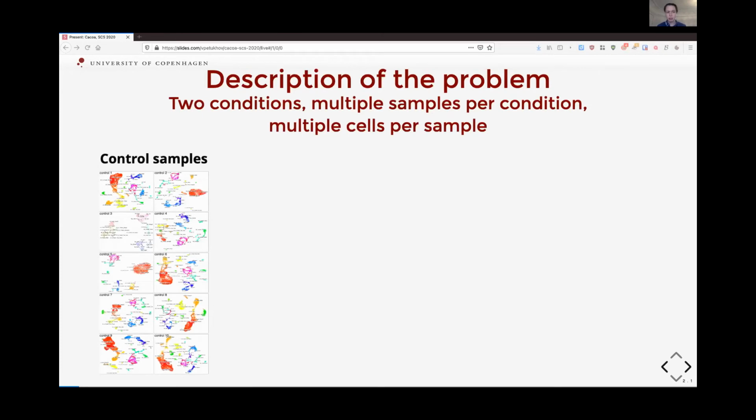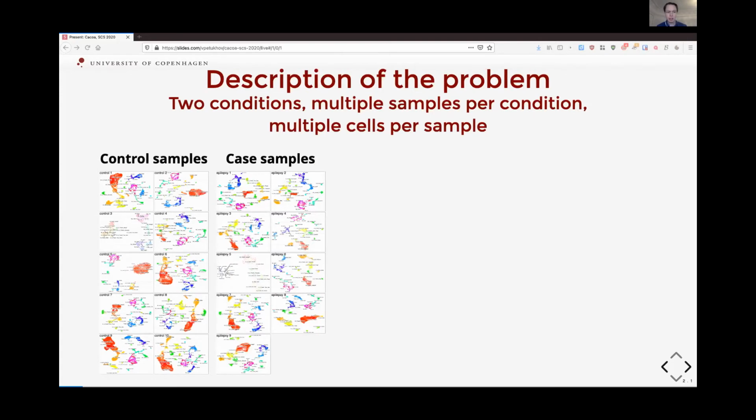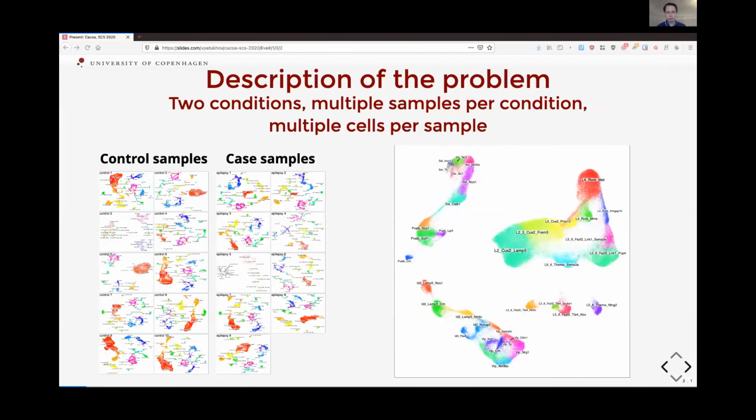So our data looks like a bunch of samples from control, some samples from case, like in this example, our study where it's 10 versus 9, but it can be different numbers of samples. There are studies with 50 samples each side, there are studies with 3 samples each side. And then we want to take some joint space with all these samples. We want to look which samples come from which condition, and we want to do some analysis on that.